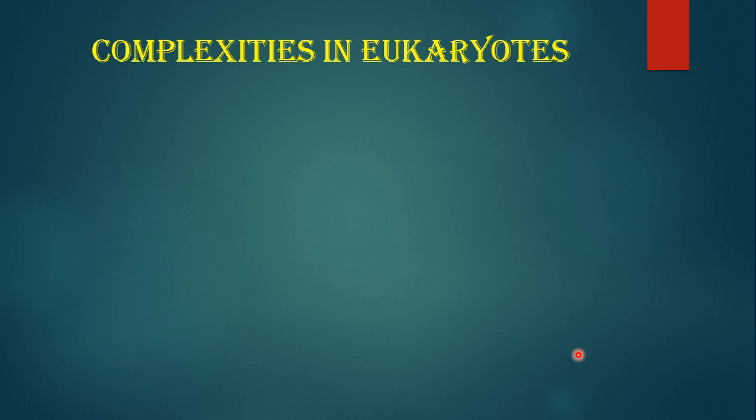Now, in prokaryotes, there is no complexity. In prokaryotes, the RNA that is formed can straight away start the translation process once it gets associated with the ribosome. But in eukaryotes, it does not happen so. In eukaryotes, there are some additional complexities. Now let us see those complexities.